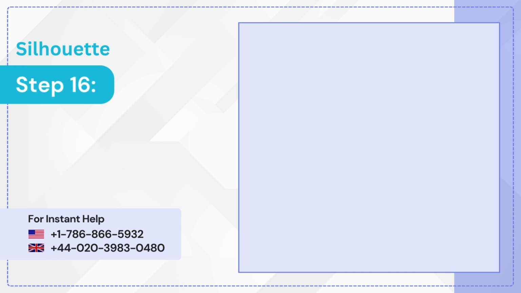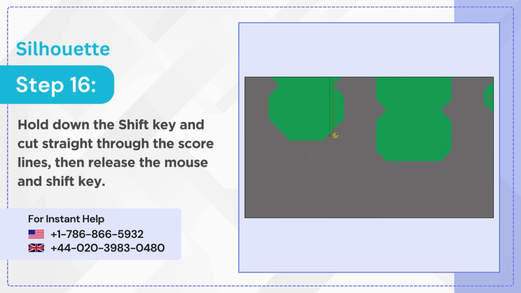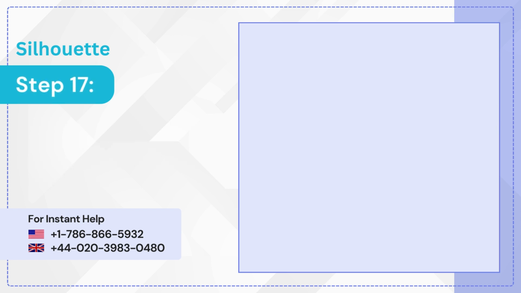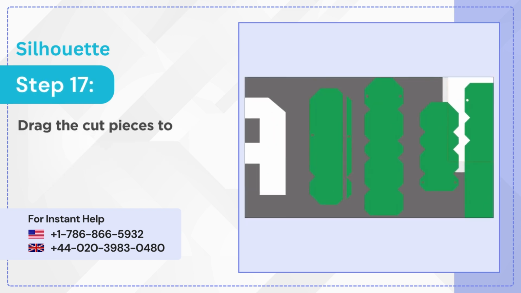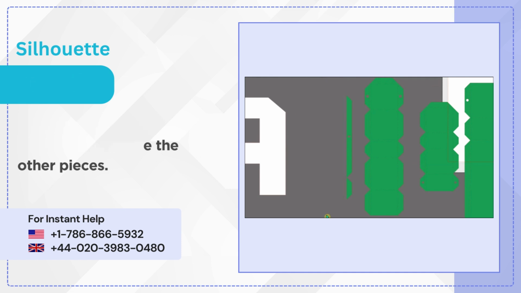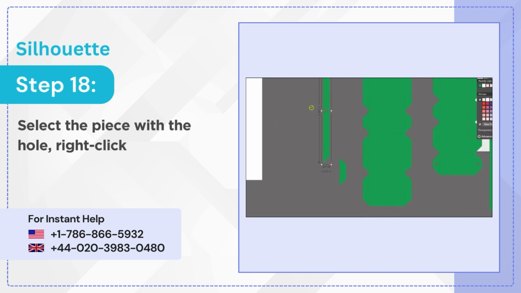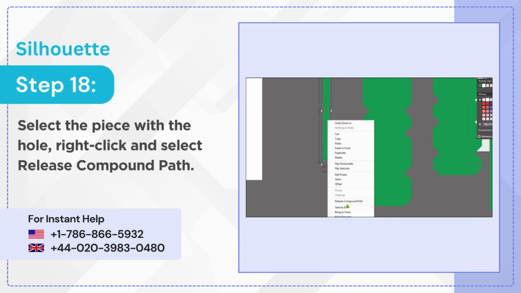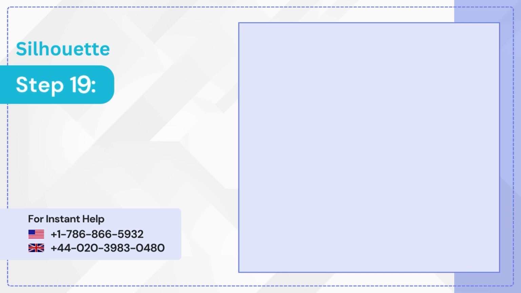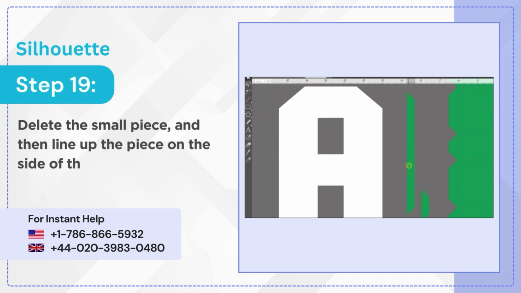Step 16. Hold down the Shift key and cut straight through the score lines, then release the mouse and Shift key. Step 17. Drag the cut pieces to the side and delete the other pieces. Step 18. Select the piece with the hole, right-click and select Release Compound Path. Step 19. Delete the small piece and then line up the piece on the side of the duplicated letter.